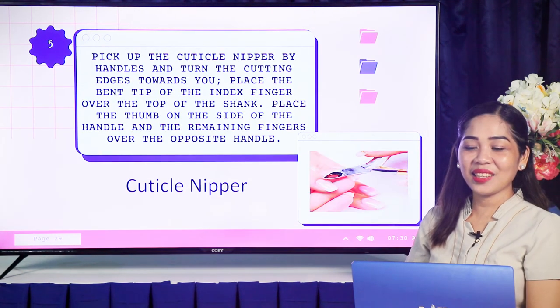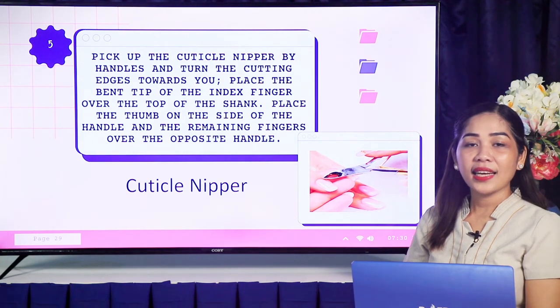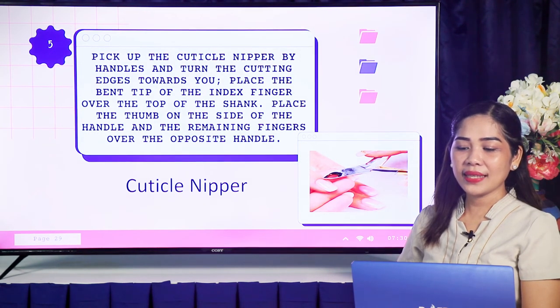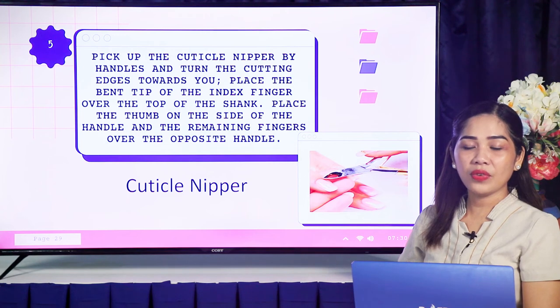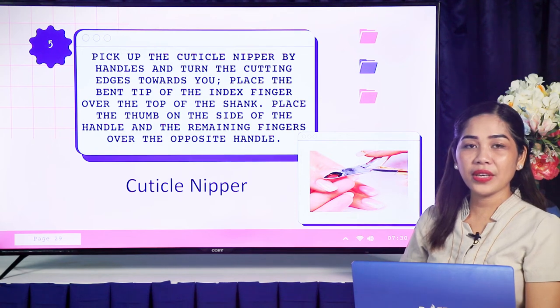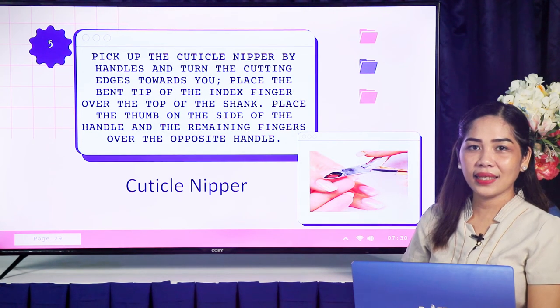Next is cuticle nipper. Pick up the cuticle nipper by the handles and turn the cutting edges towards you. Place the bent tip of the index finger over the top of the shank. Then, place the thumb on the side of the handle and remaining fingers over the opposite handle.